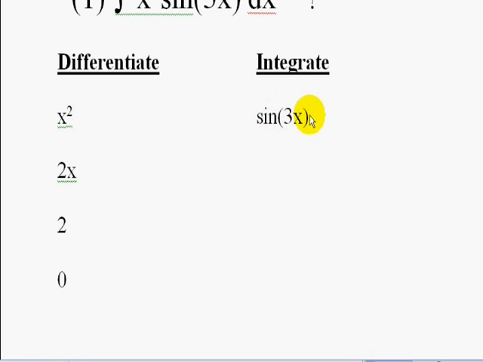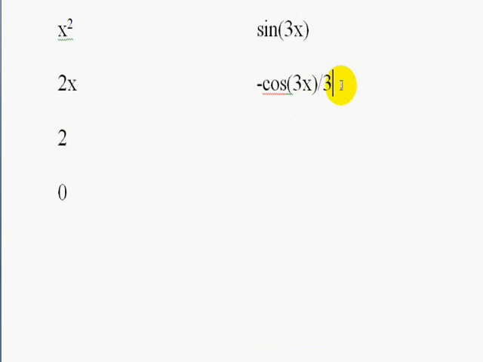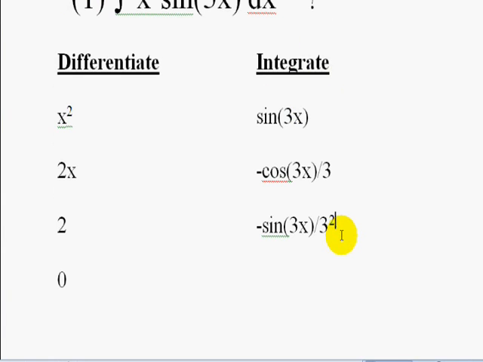When we integrate sine 3x, it would become negative cosine 3x divided by 3. When we integrate it again, we would get negative sine 3x divided by 3 squared, and we would integrate it again, it would become cosine 3x divided by 3 cubed.